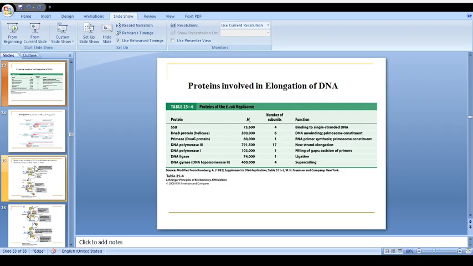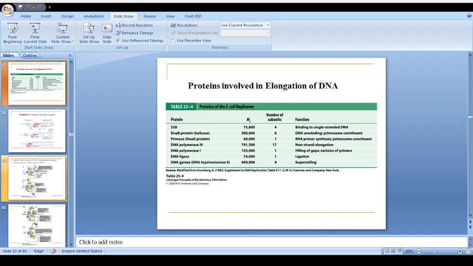Next step is elongation. The elongation involves various proteins that include single-stranded binding protein, DNA helicase, primase, DNA polymerase 3, 1 and ligase and gyrase. The single-stranded binding protein, SSB, binds to the separated DNA, whereas helicase unwinds and forms a pre-primosome complex.